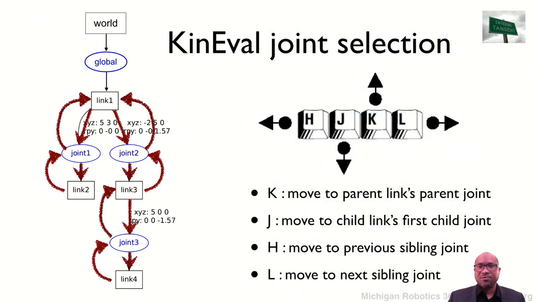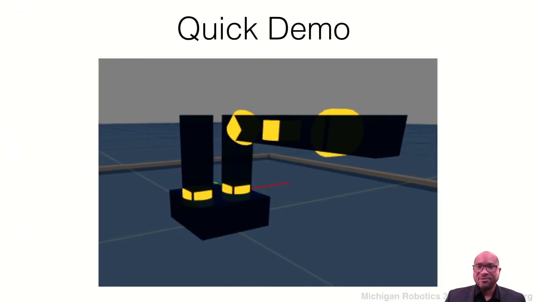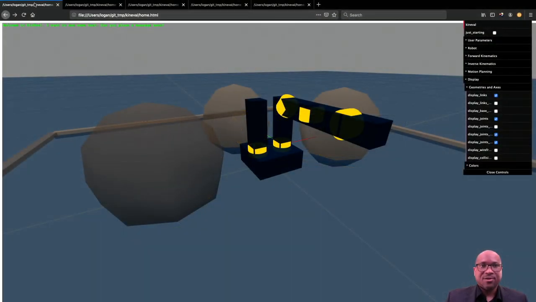One thing that we can also do is, if you have this setup structured, then you should be able to traverse the kinematic hierarchy of the robot. And I use VI keys because I'm just a VI kind of person, to move between the links actively. So let me just show a quick demo of that in action. Here I am back in the browser with the MR2 robot.